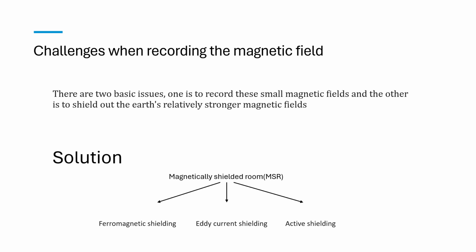So the solution to the second problem, the problem of the Earth's magnetic field, is the magnetically shielded room, which we call MSR. So there are three components of this MSR. One is ferromagnetic shielding, another one is eddy current shielding, and active shielding. For the ferromagnetic shielding, we use ferromagnetic materials like nickel, and this ferromagnetic shielding protects from low frequency noise like the magnetic field of the Earth. And for the eddy current shielding, we use thick conducting plates like aluminium, and this protects from high frequency noise.